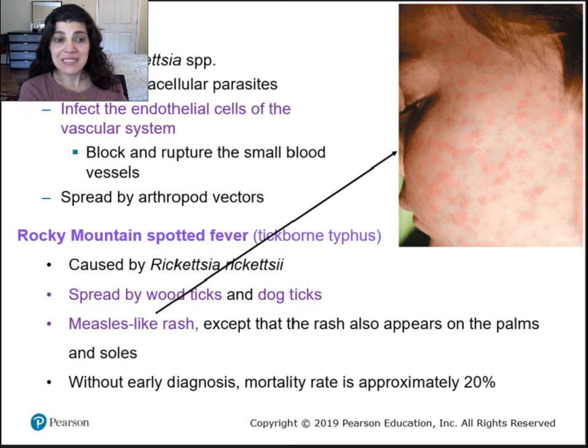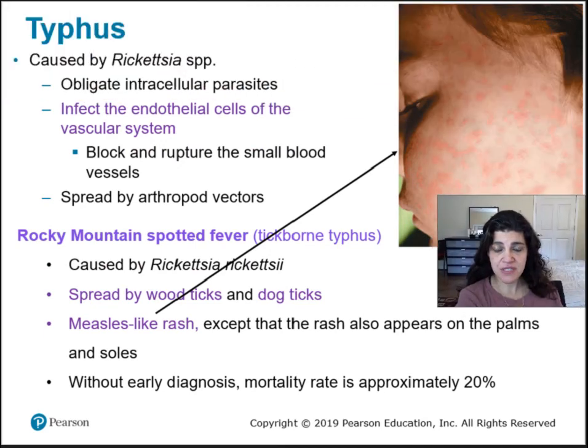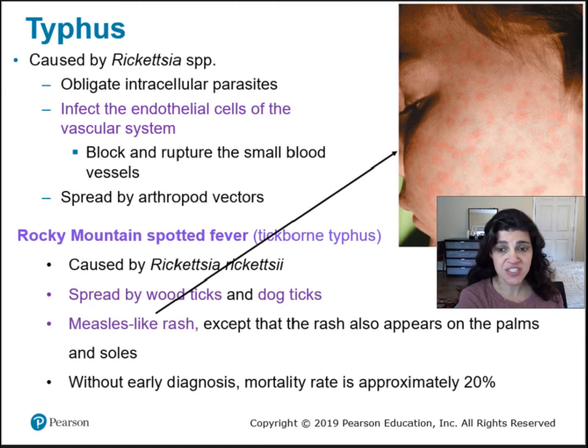Okay. Typhus. Typhus is caused by Rickettsia, and we're going to focus on the tick-borne typhus, which is Rocky Mountain spotted fever disease. It's caused by Rickettsia rickettsii. This is usually spread by wood ticks and dog ticks. It causes a measles-like rash that appears usually on palms, soles, and face. The mortality rate without early diagnosis of typhus is approximately 20%.